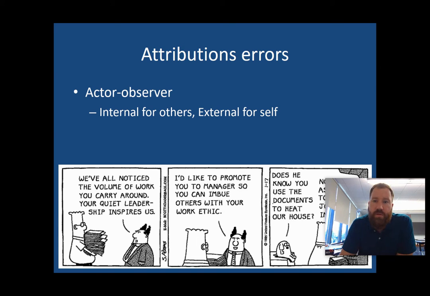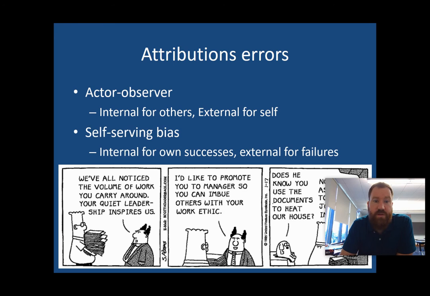But when you're driving slow in the fast lane, oh, I'm being cautious. Oh, there's so much traffic. Oh, there's other things involved, right? That explains your behavior. And the self-serving bias is the internal for your own successes, but external for your failures.